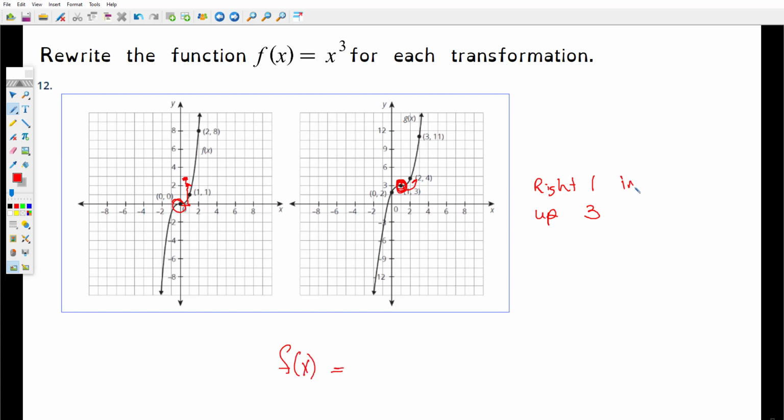This is inside, so it's opposite, outside, same.